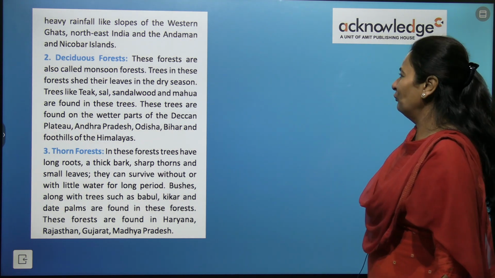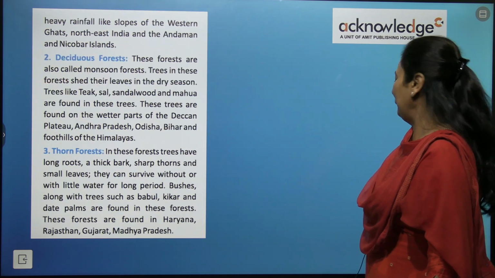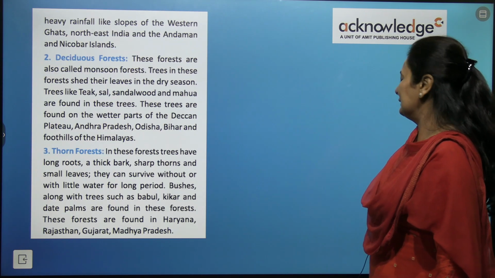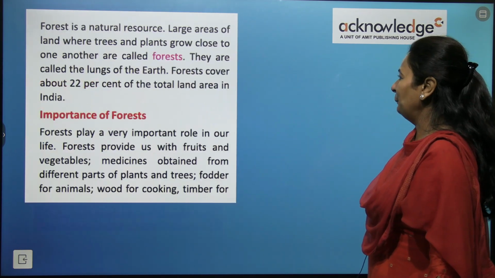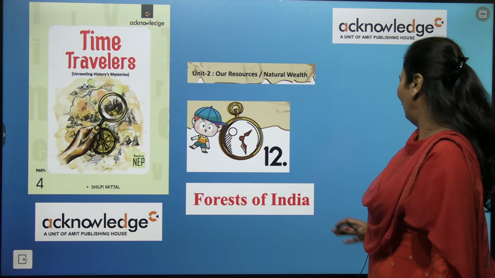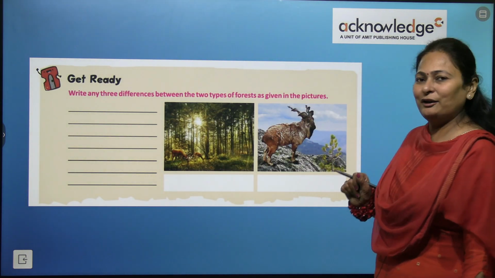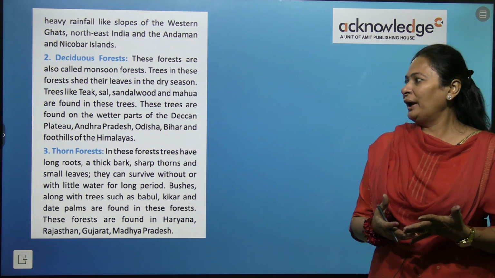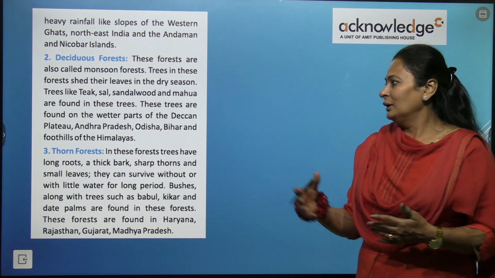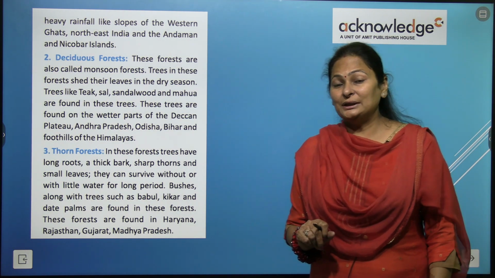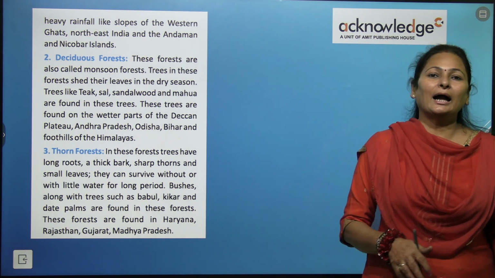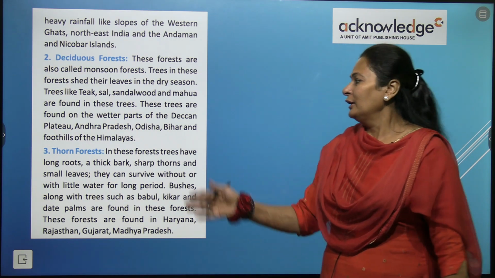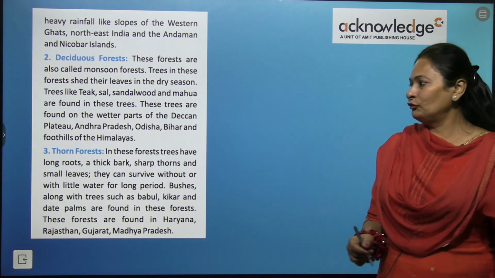So, let's move to the picture one more time. The second picture is an example of this, and now you can identify it. So, these trees are found where? The Deccan Plateau, Andhra Pradesh, Odisha, Bihar and the foothills of the Himalayas, right? So next is thorn forest.